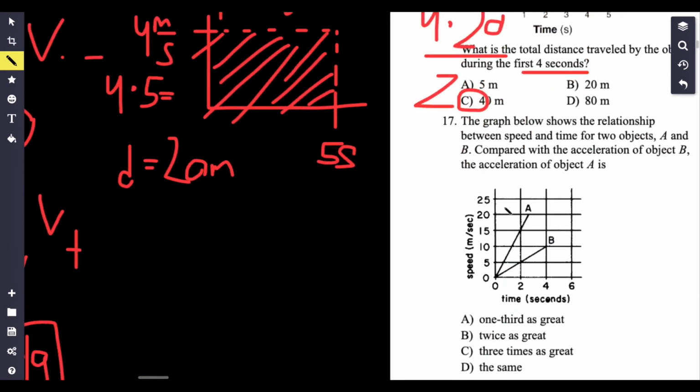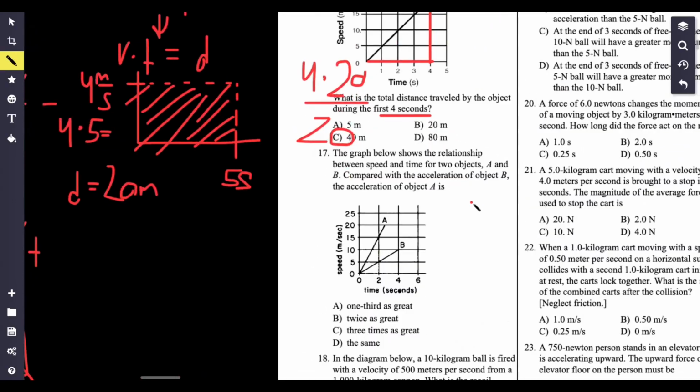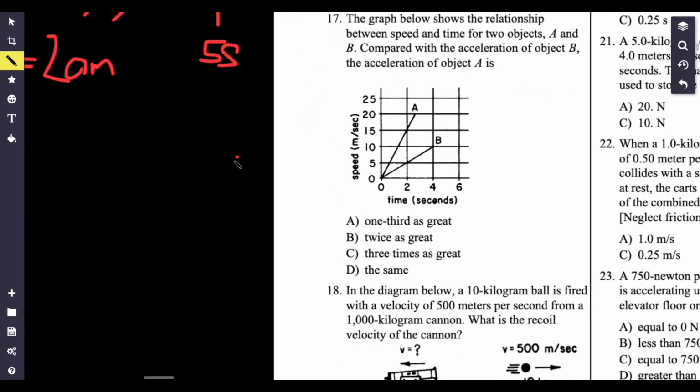Okay, and wait, I think I kind of skipped a page there, but that's fine. The graph below shows the relationship between speed and time for the first object. The acceleration of object A is blank.